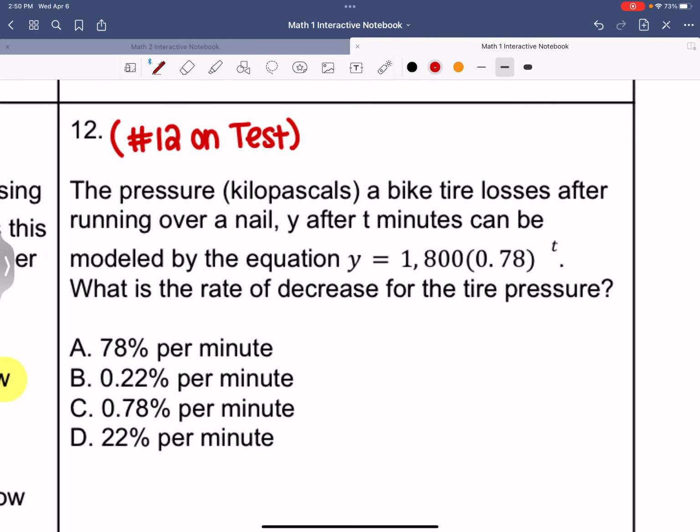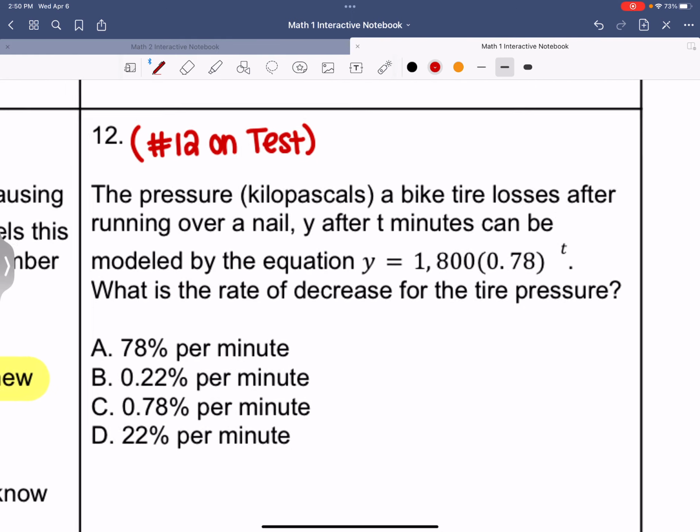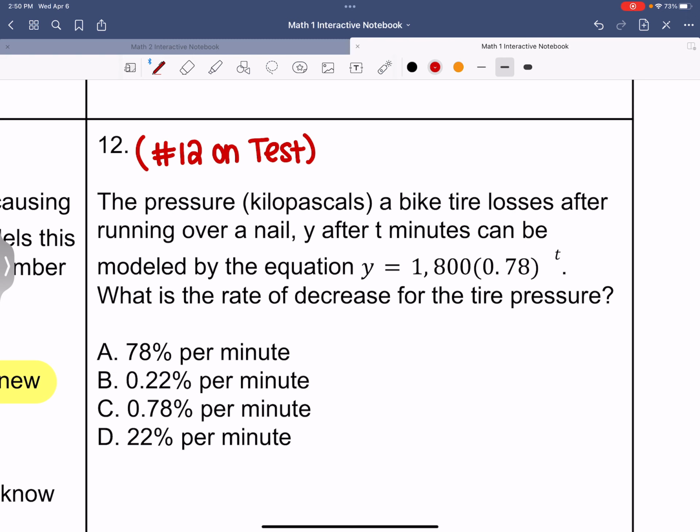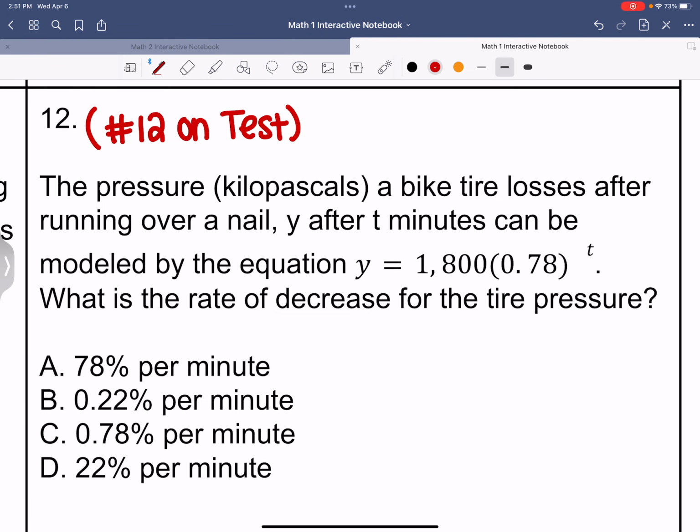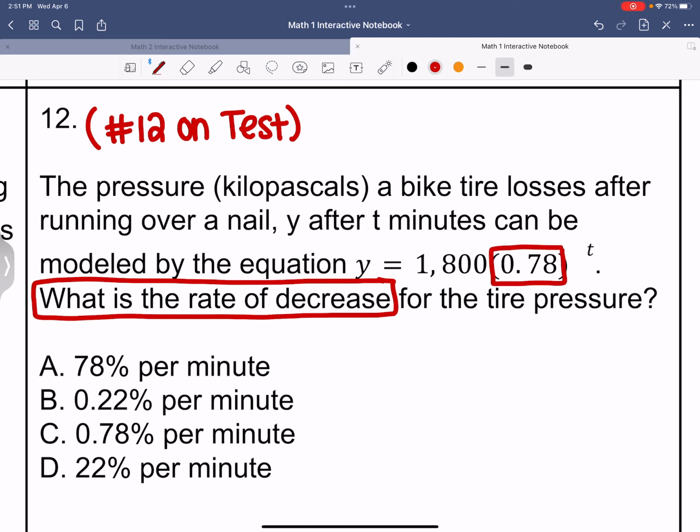Number 12 was commonly missed. It was asking what is the rate, so it did not give you the rate in number 12 on your test. On your test, it gives you an equation. It says what is the rate in which the birds are decreasing each year. In this example, we have tire pressure, but it's still asking that question, what is the rate of decrease? So if you have your base, 0.78, that isn't your rate, but it helps you find the rate. So this number, 0.78, is less than 1, so we're going to say 1 minus this number and see what it equals.